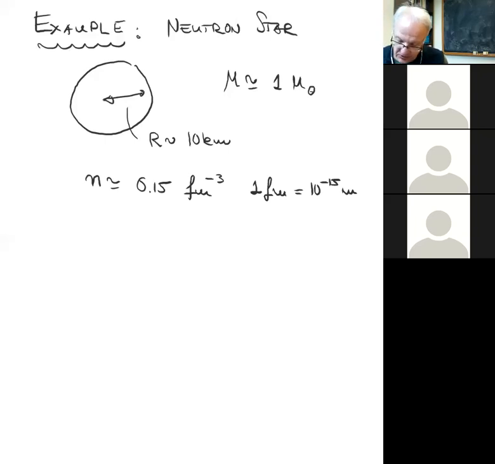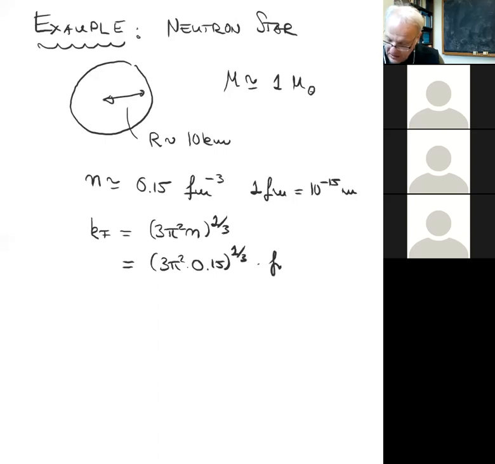So the Fermi wave vector was the third root of the density. So there was a factor of 3 pi squared density to the 1/3. Okay, so since the density came in units of Fermi to the minus 3, this Fermi wave vector will now have units per Fermi. So this is 3 pi squared times 0.15 to the 1/3 times an inverse Fermi. Okay. So this is roughly of order 1.